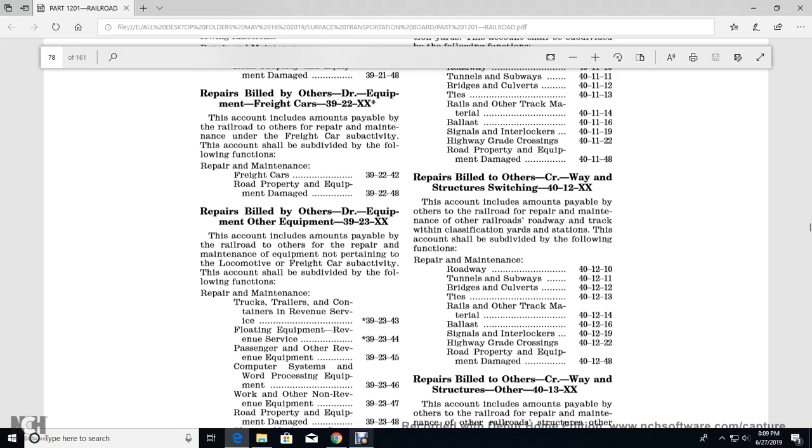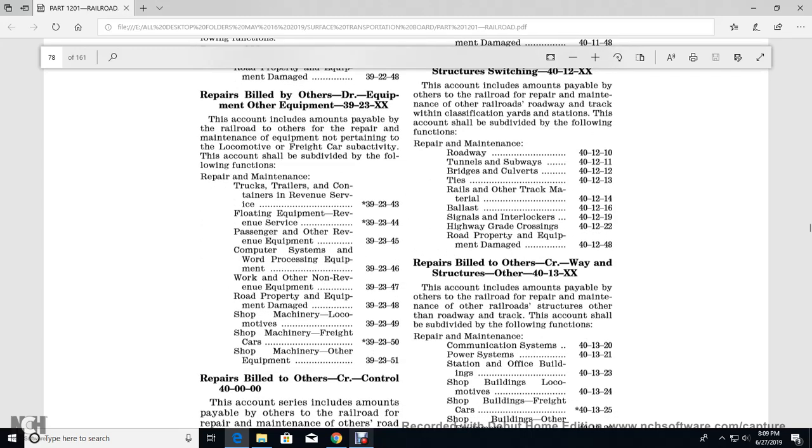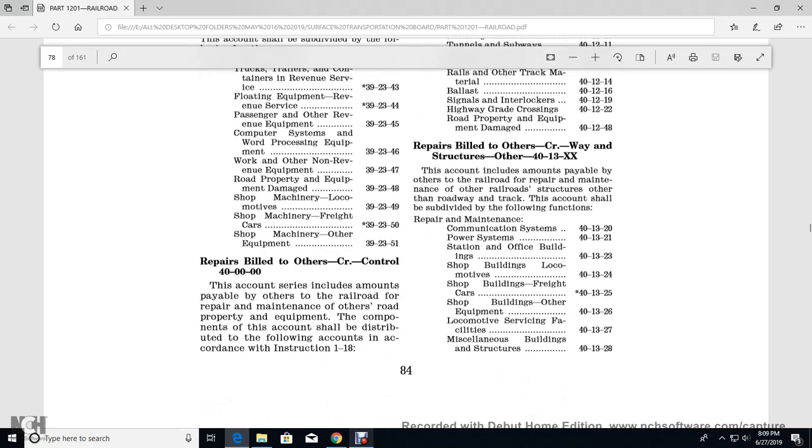Repairs and maintenance of the trucks, trailers, and containers of the revenue ship with the floating of revenue, the passenger of the revenue ship, the computer system, word processing, and work other than non-revenue of the railroad property equipment, the damage of the shop, the maintenance of the locomotive shop, the maintenance freight, the shop maintenance machinery, other equipment that repairs bill, the other CR control 400000.